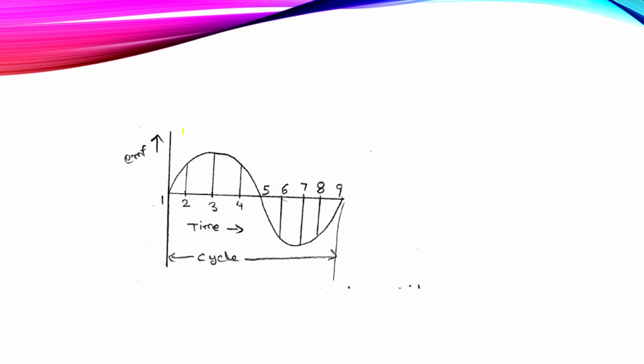So in the first half revolution, from position 1 to position 5, you can see EMF is induced; it is maximum at 3, decreases at 4, and is 0 at 5. Similarly, during the negative half, in the next half revolution, EMF will again be maximum at position 7 and again decreases to 0 at position 9.